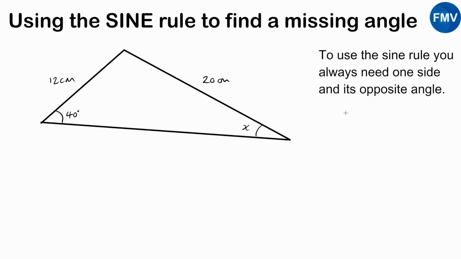As before, let's write out the steps. So step 1, you label. Step 2, you write the formula out. Step 3, you substitute. And step 4, you solve. Each time it's exactly the same. So we start with the labeling.